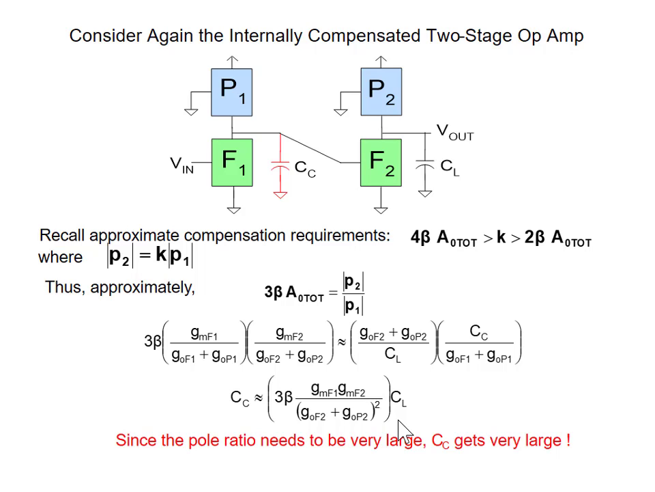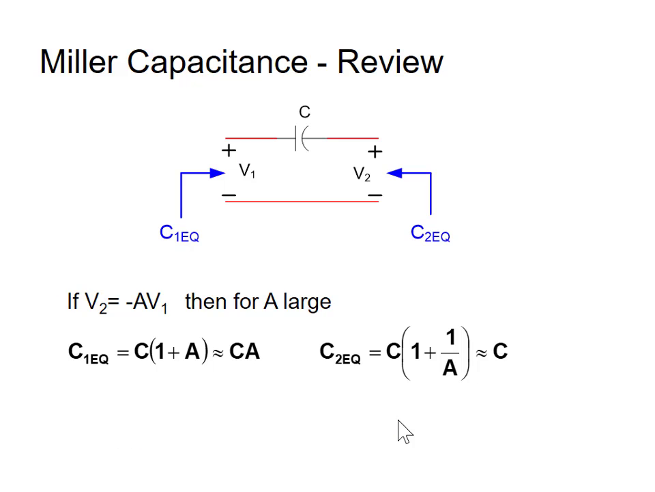Since the pole ratio has to be very large, this compensation capacitor, these are GM over G outs, these are gains, right? So C sub C gets real big. Not a problem if it's external, but internal it's a problem. So let's address that issue.